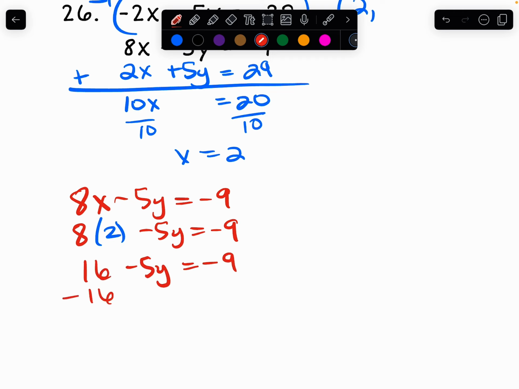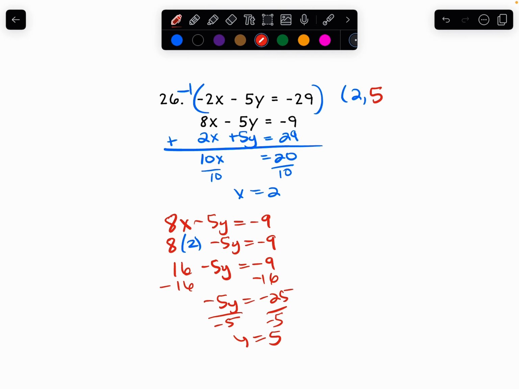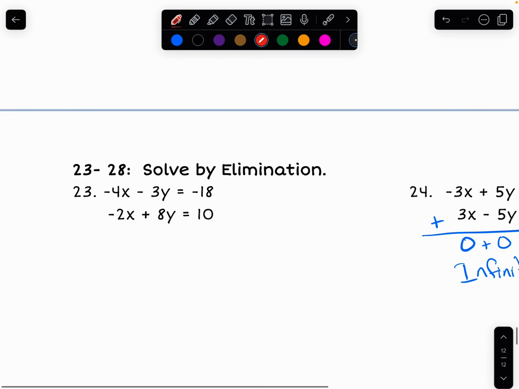I'm going to subtract 16 from both sides. I'm going to get negative 25. I'm going to divide by negative 5. And I'm going to get y equals 5. So the solution for this is the point (2, 5). Now we're going to go back to this one right here.